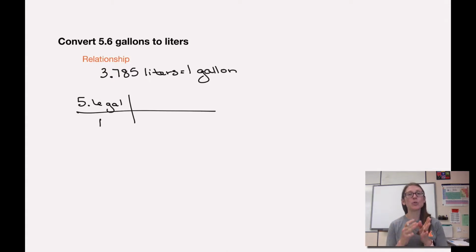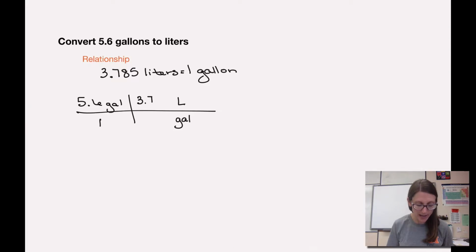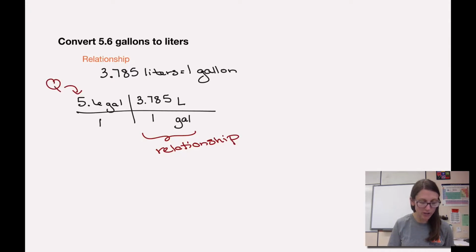And then next to that starting question, you're going to put your relationship. And when you go to do your relationship, the unit you want is going to go on top, and the unit you have is going to go on the bottom. So in this case, I want liters. And so I'll put liters on top, and the unit I have is gallons. That goes in the denominator. And then from the relationship, I'm going to put those numbers. So there are 3.785 liters for every 1 gallon. So that leads us to our relationship in the railroad tracks on the right, and the value we're converting as our anchor in that top left.